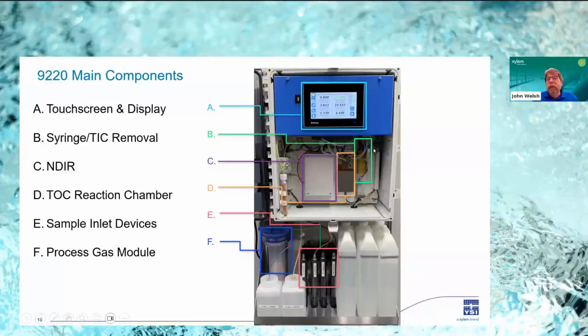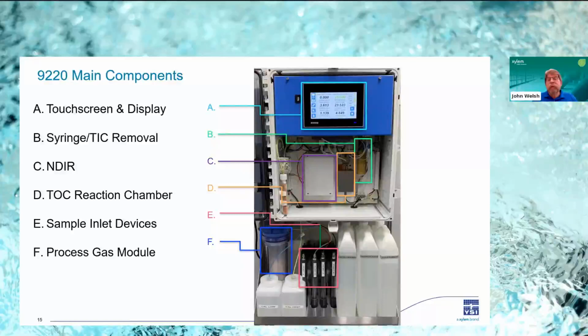On the right-hand side of the instrument, the component that's used to bring sample into the instrument is a syringe. This also acts as a TIC removal chamber. According to standard method, TIC, the inorganic component in all water, must be either measured or removed. In our instrument, the TIC will be removed by the addition of phosphoric acid to the sample aliquot. The sample is reacted in here. The CO2 that's generated is then vented overboard.